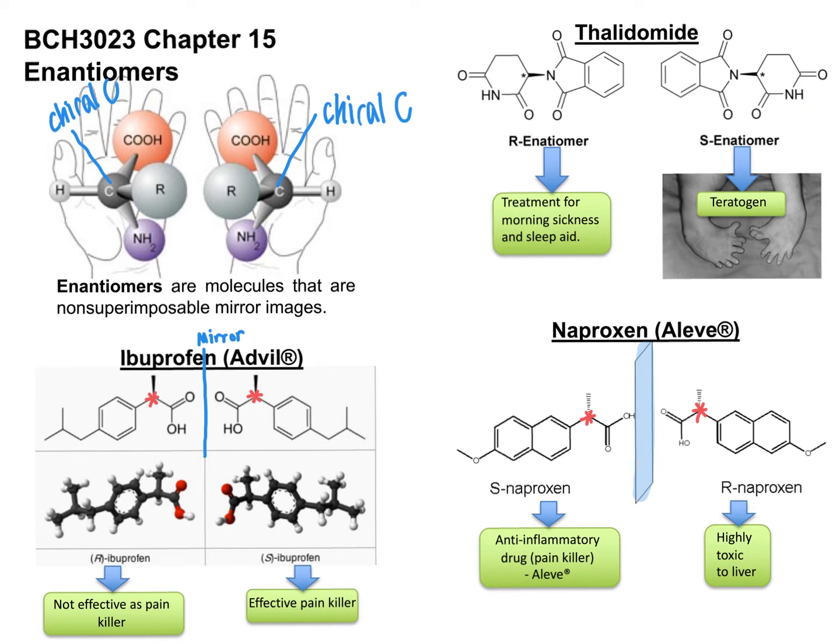Thalidomide is a really interesting example of a compound that was marketed in the late 50s and early 60s as a treatment for morning sickness and a sleep aid for pregnant women. And in the case of these structures, one of the enantiomers was the treatment for morning sickness and a sleep aid. The other was a teratogen, a substance that causes birth defects, such as those seen here on the right side of your slide. And so thalidomide was taken off the market. Interestingly, it has since been reintroduced into the market more recently as a cancer drug, but of course, a cancer drug that is carefully kept away from expectant mothers.